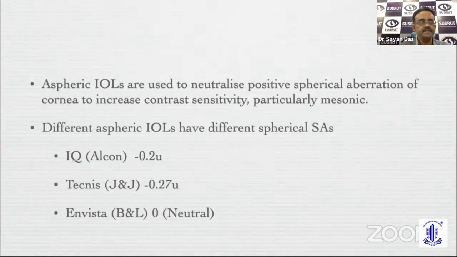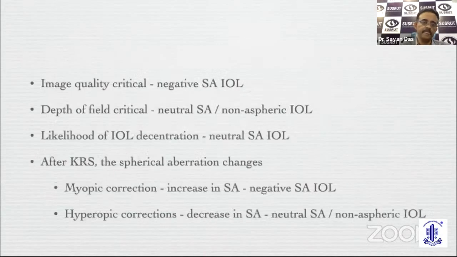Different aspheric IOLs have different spherical aberrations, and they can actually be chosen under particular situations. So the IQ IOL from Alcon has a negative spherical aberration of 0.2 microns, Tecnis has 0.27, and the Envista series from B+L is said to be a neutral aspheric IOL without any spherical aberration of itself.